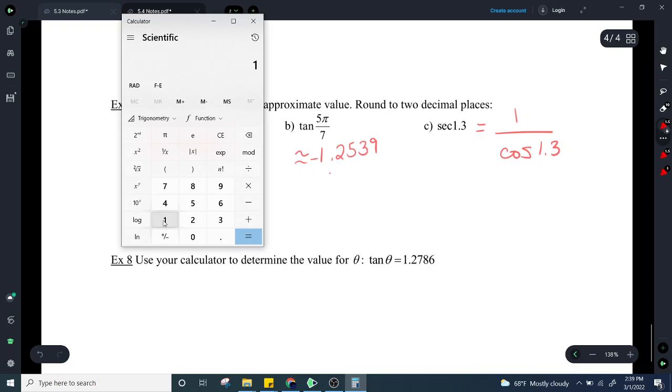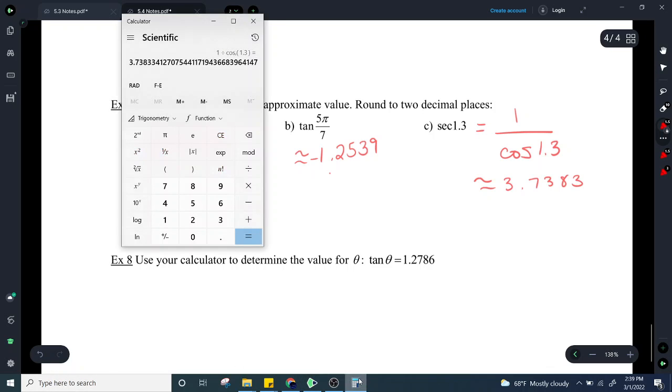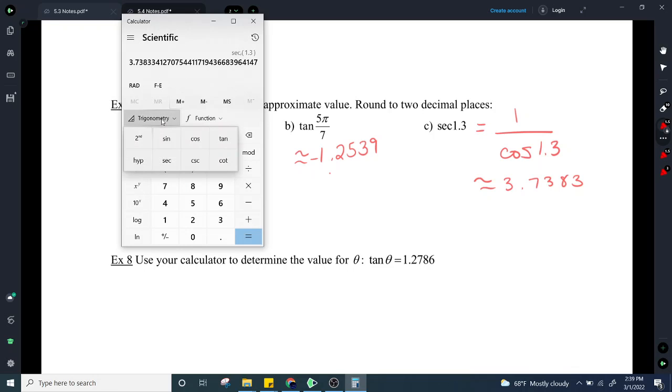Let me see how to do this in the calculator. I'm going to do 1 divided by, I'm going to type in 1.3, and then I'm going to go to here, and I'm going to type in cosine. I think that's what I want. So 3.7383, it looks like. So 3.7383. Just for fun, because this button did show up in my calculator, let me try doing it that way. So if I do 1.3, and then I'm going to type in the secant. Yeah, same value, 3.7383. Basically, the calculator is doing that reciprocal work for me. But I don't think your phone will do that. So remind me in class to show you that example again.